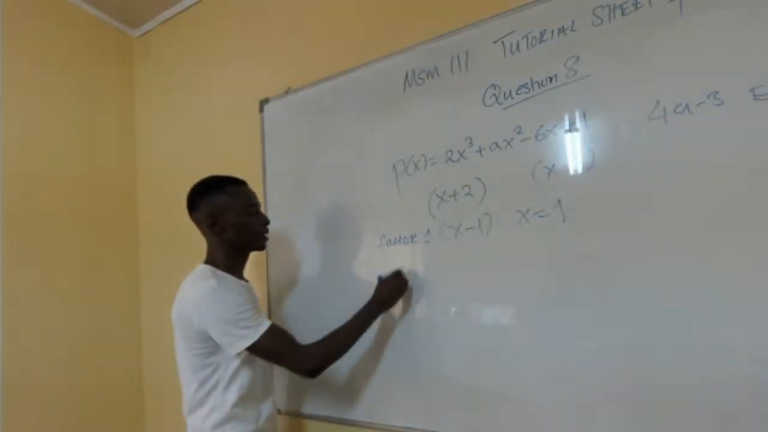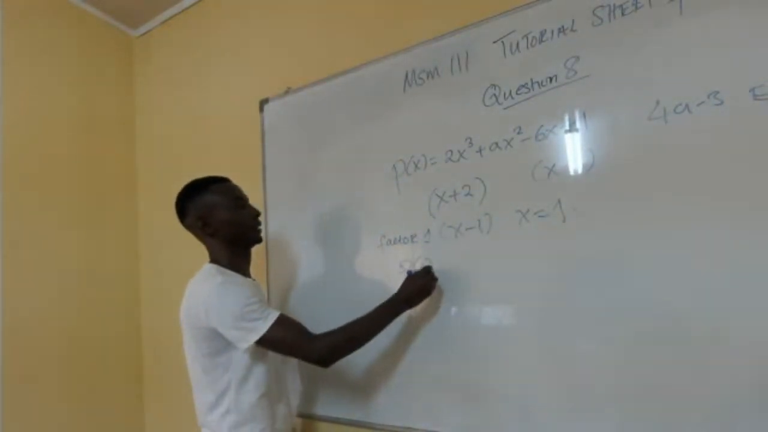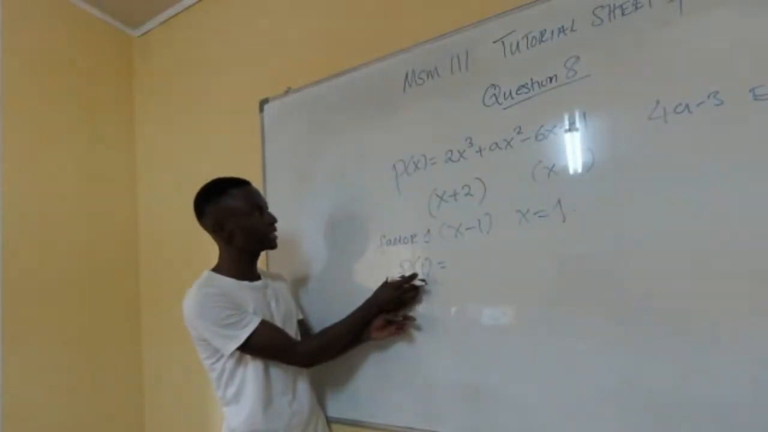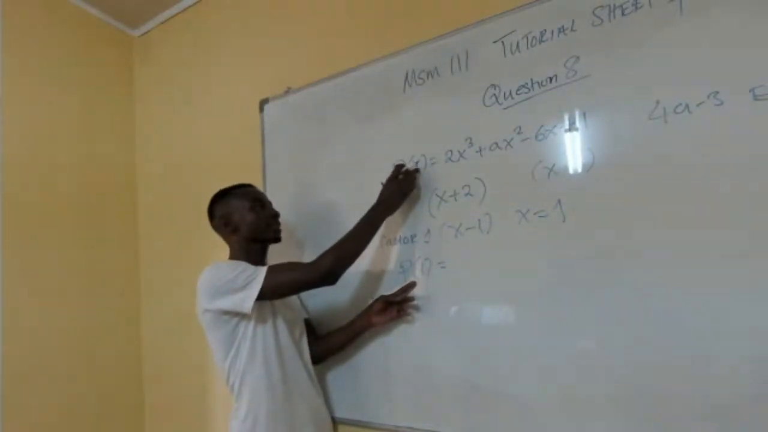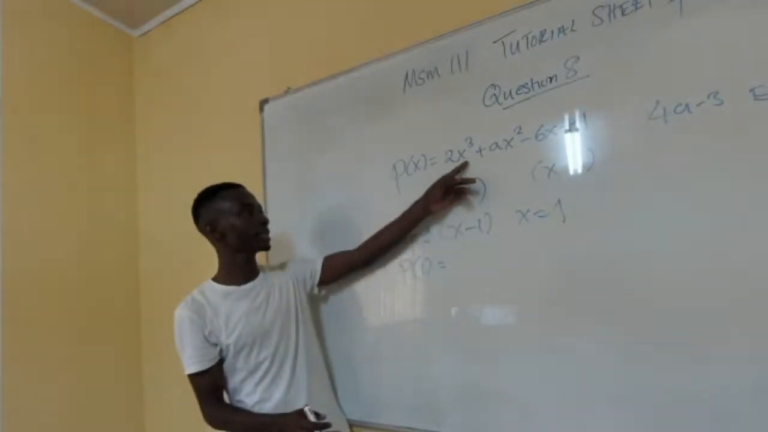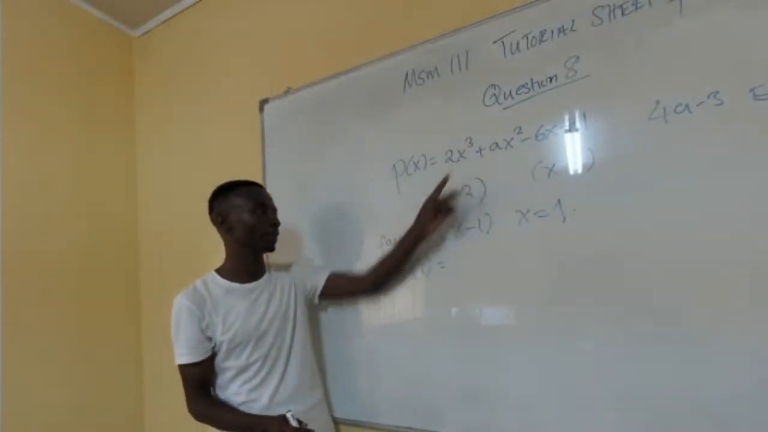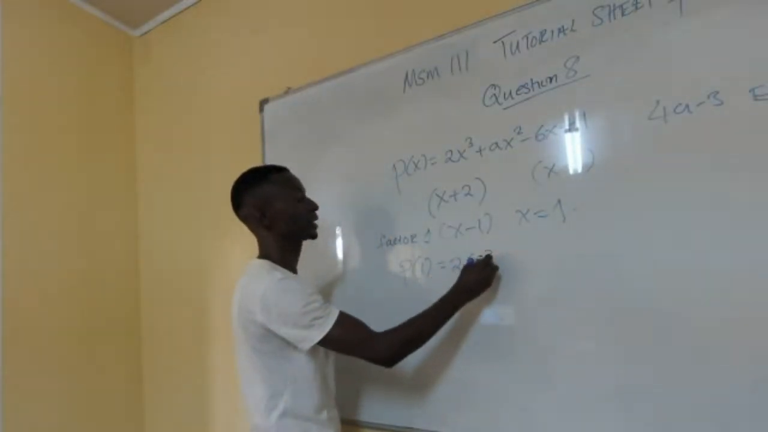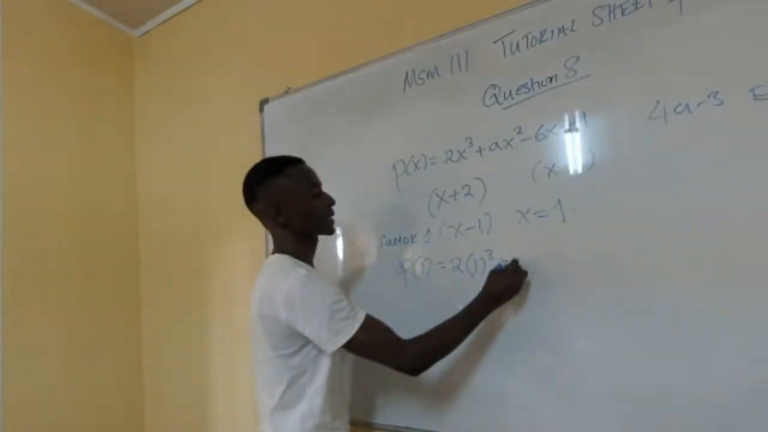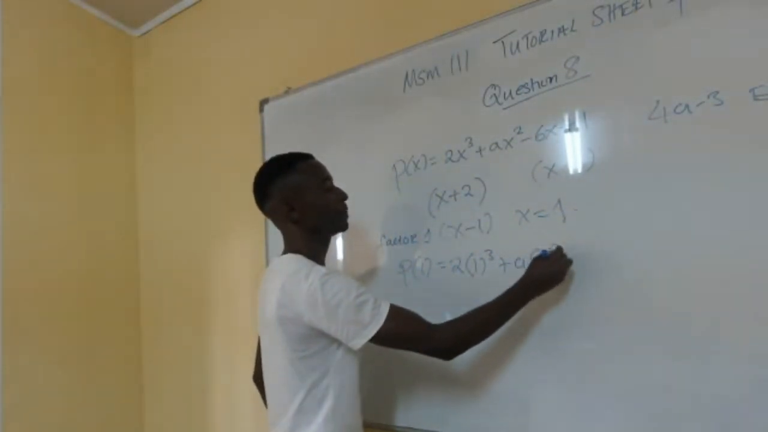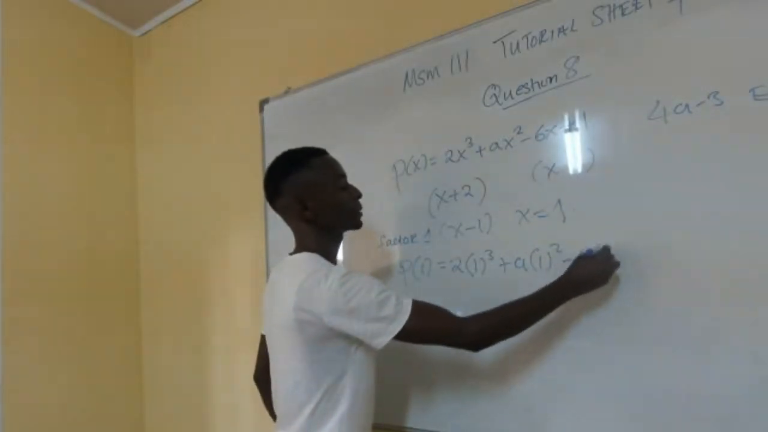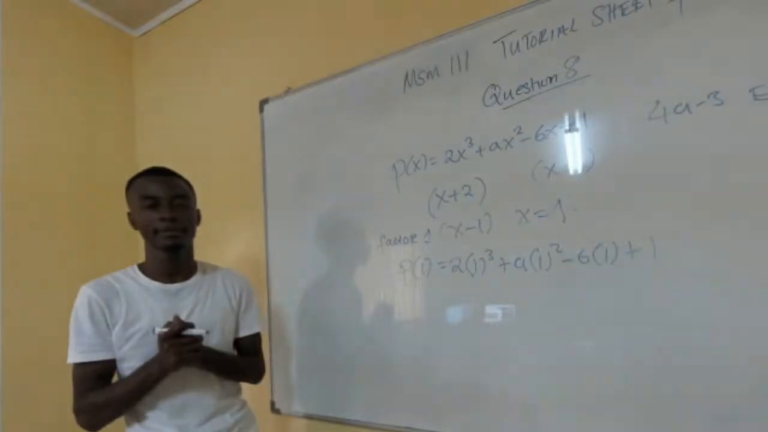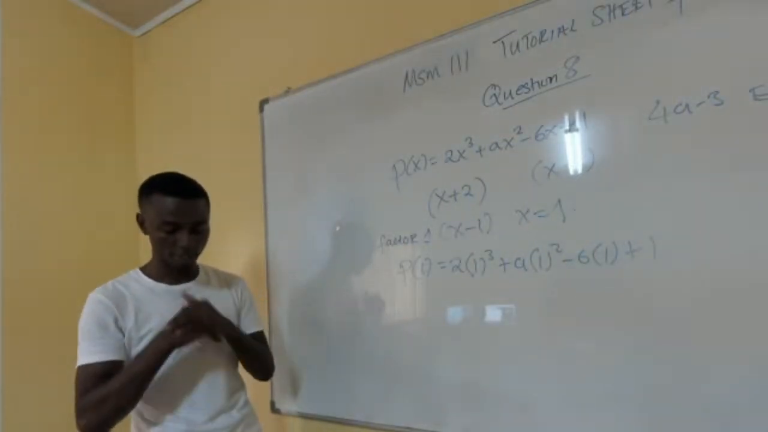So we're solving now for P of 1. P of 1, meaning where there's x, you substitute 1. It has just replaced x. So now you say 2 multiplied by 1 to the power 3, plus a multiplied by 1 to the power 2, minus 6 multiplied by 1, plus 1. So that's what you're supposed to do.